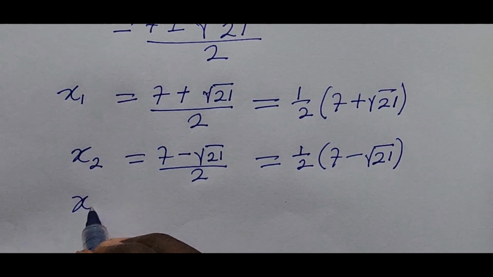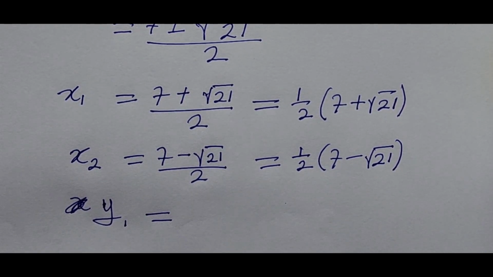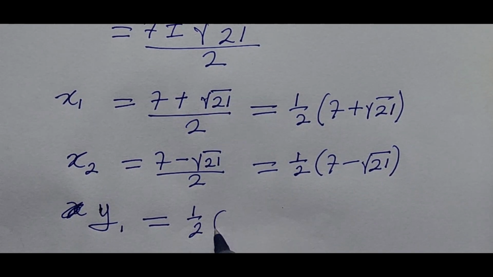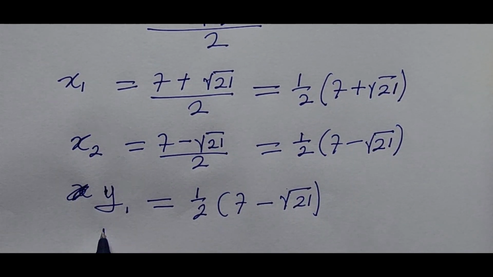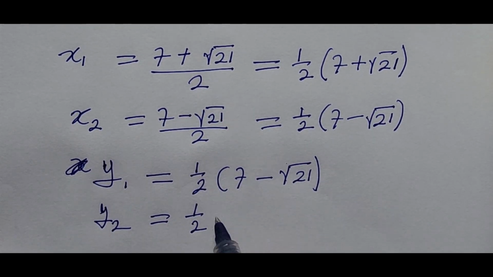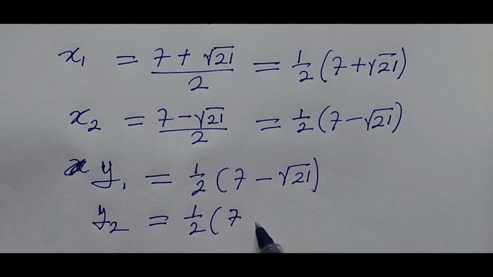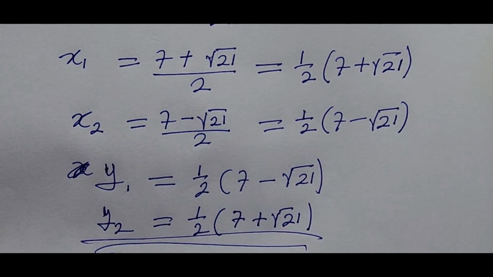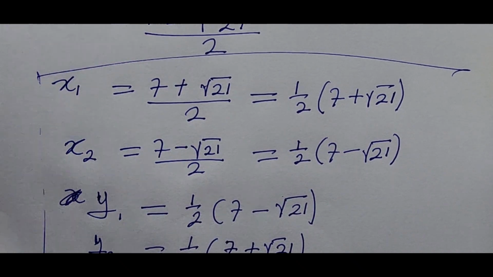So here we have y1 from here. Look at our x1. The conjugate of it is just 1 all over 2 bracket 7 minus the square root of 21. And that of our y2 is still the same thing. So we're going to have 1 all over 2 bracket the conjugate of our x2, which is 7 plus the square root of 21. So these are the two values of x and y that actually satisfy the original equation.